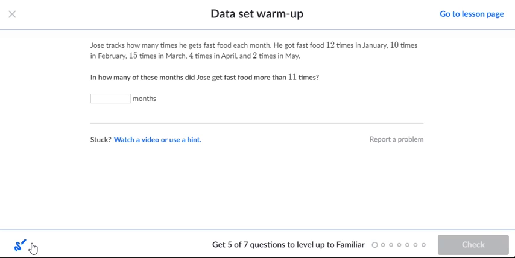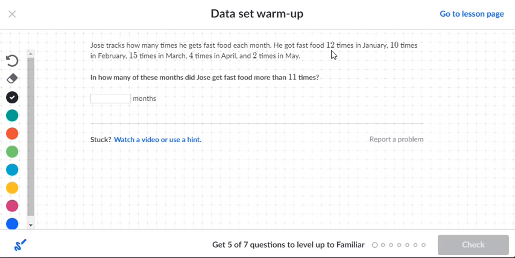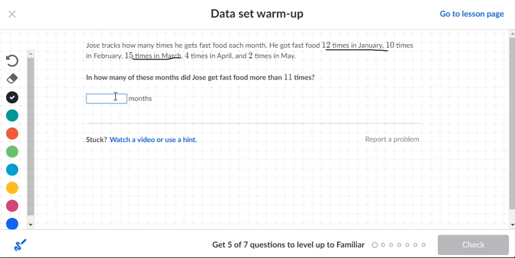Well, let's take a look. It's got to be more than 11 times. Well, January he did it 12 times. February was 10. That was less. March he did it 15. And April was 4. And May was 2. So it looks like he did it 2 times.